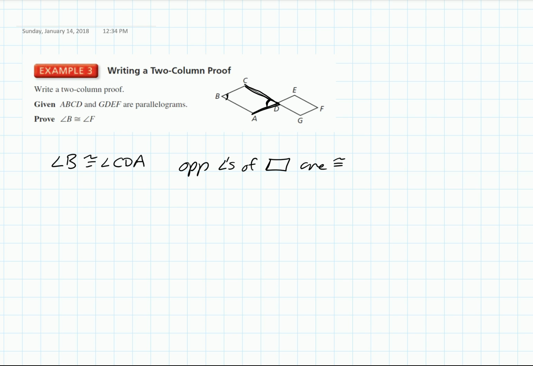There we go. Next, we'll go into the next parallelogram, and we'll say that angle EDG, which is this one right here, has to be congruent to angle F for the same reason. So we'll say angle EDG is congruent to angle F, and it's the same reason. The opposite angles of a parallelogram are congruent.